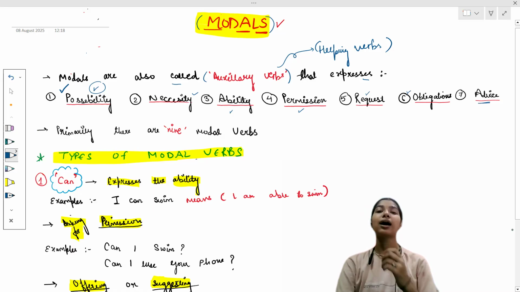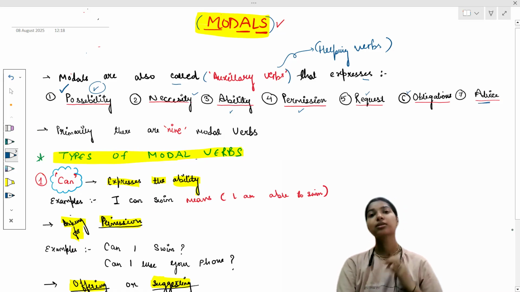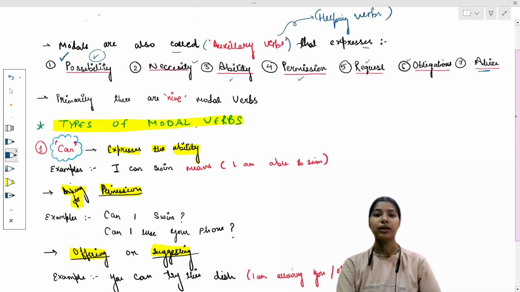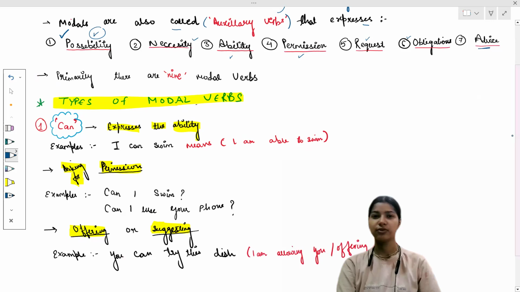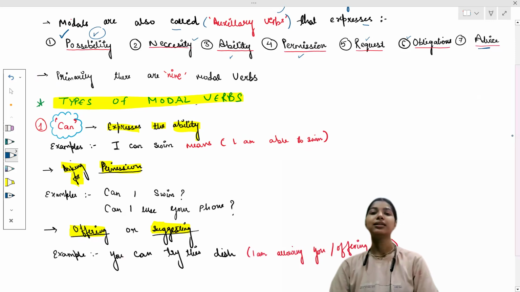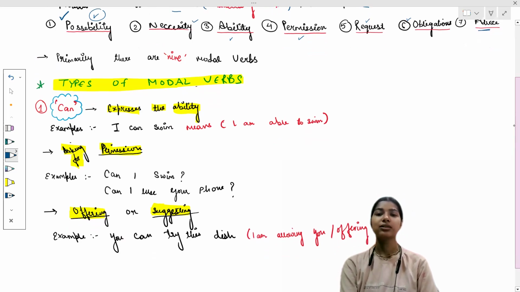We are going to see how we use these expressions in sentences using modals. First of all, primarily there are nine modal words. We are going to learn five to six in this video and the others in the next. First is can.